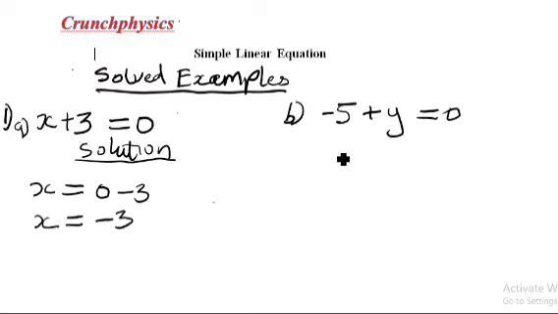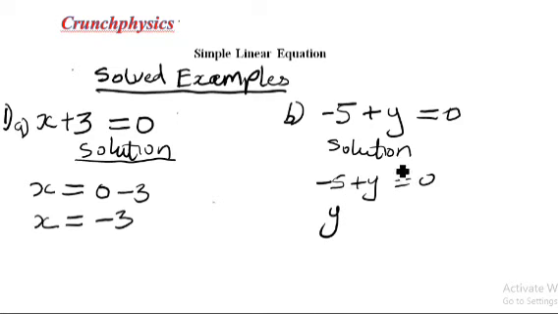So the same way, solution: we will transfer the constant to the right hand side. So I'll have minus 5 plus y equal to 0, therefore I'll have y equal to 0 plus 5, y equals 5. Writing plus 5 is tautology, we don't write plus 5. Now this is how it is done.